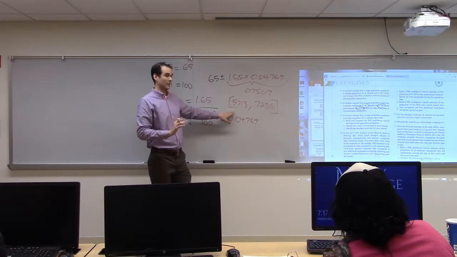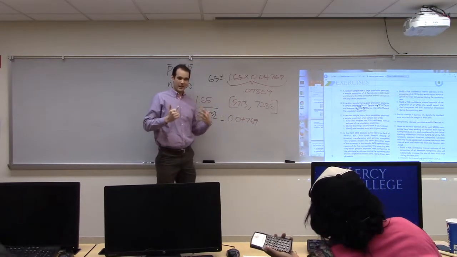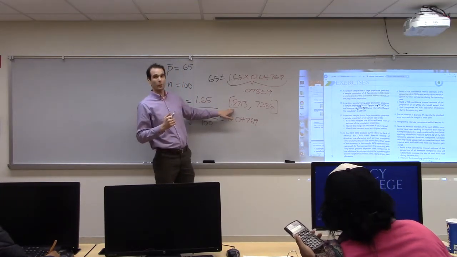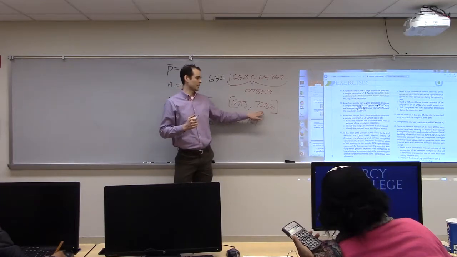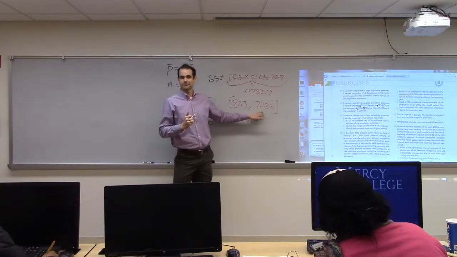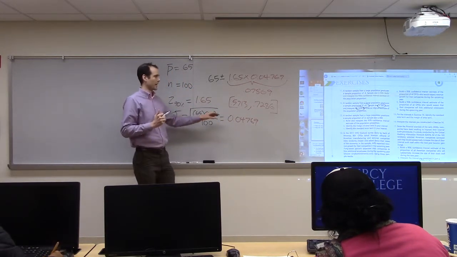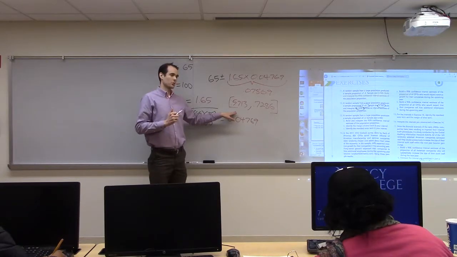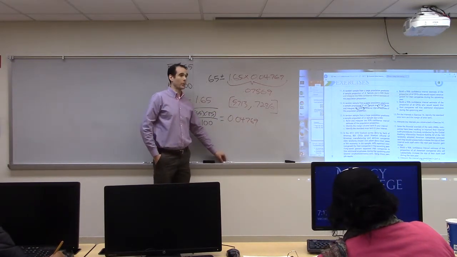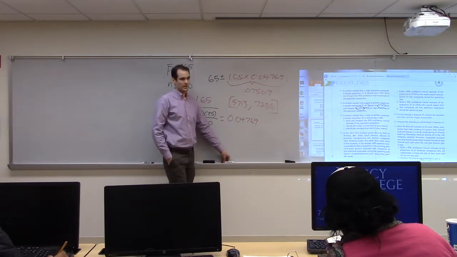Fantastic. So the interpretation is, I am 90% confident that the true population proportion is between 57.13% and 72.86%. Say that again? I'm 90% confident that the true population proportion is between 57.13% and 72.86%.